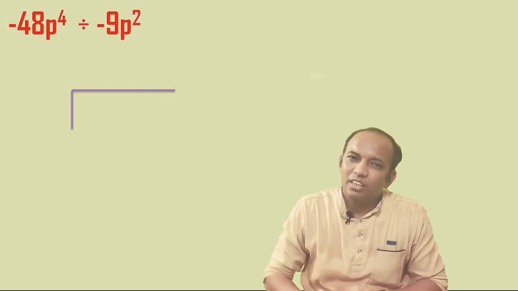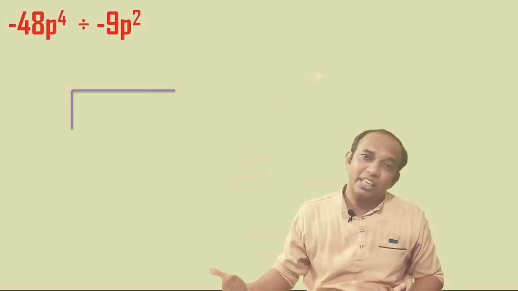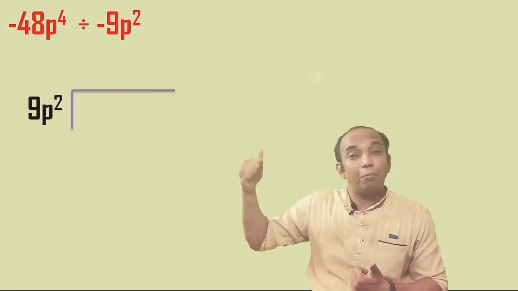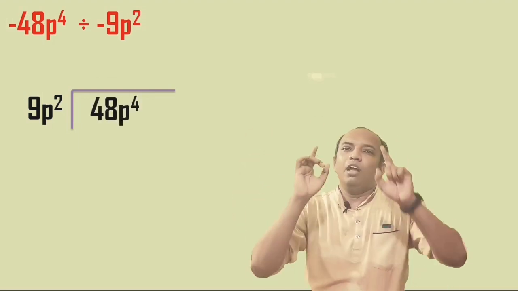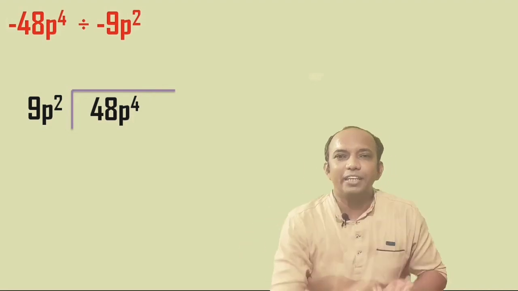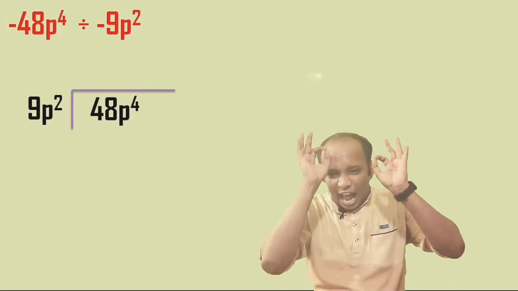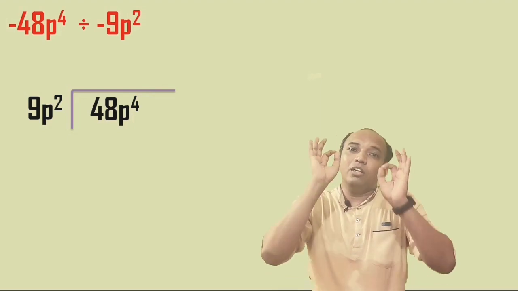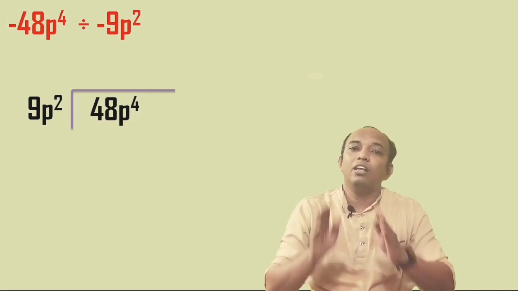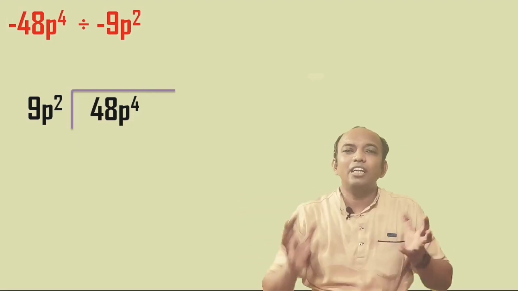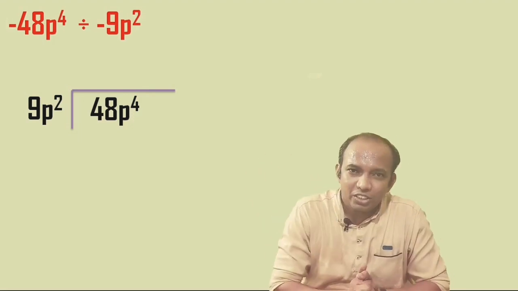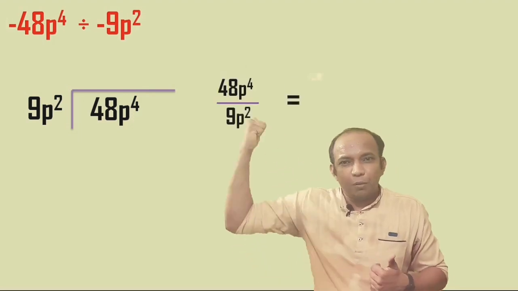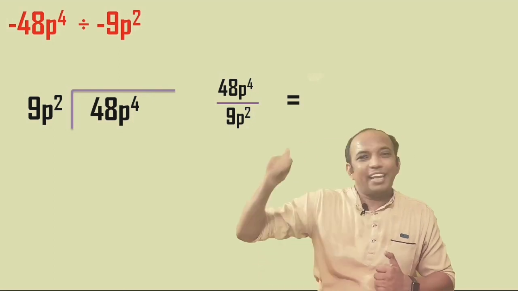Write the numbers in the division structure. 9p square will be outside and 48p raised to 4 will be inside. Now check the numbers as per our method. In 9's table, do we get 48? No. The moment you do not find the dividend's number in the divisor's table, then we have one shortkey or one little change in pattern. First of all, write it in fraction the way you are looking on the screen: 48p raised to 4 divided by 9p square.